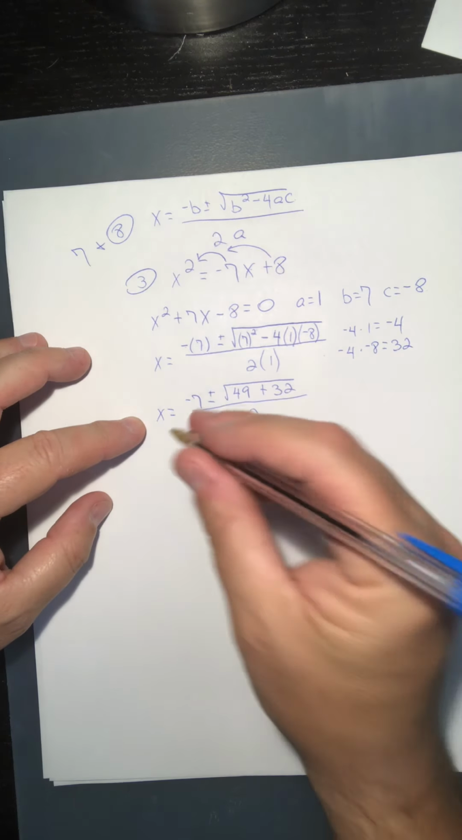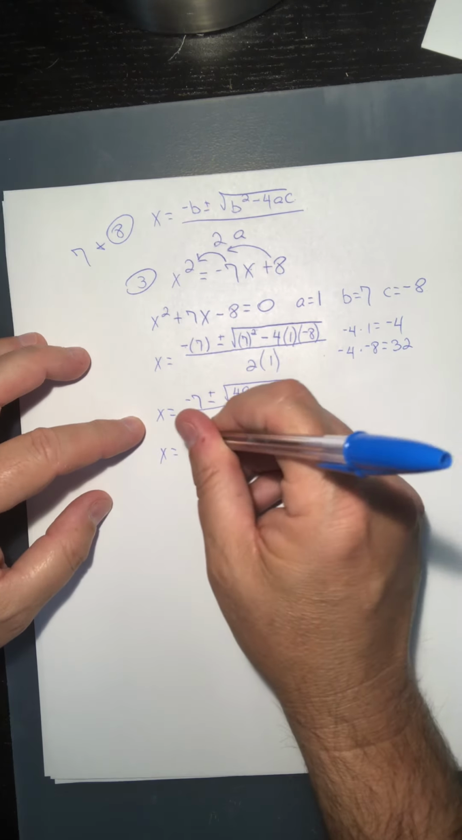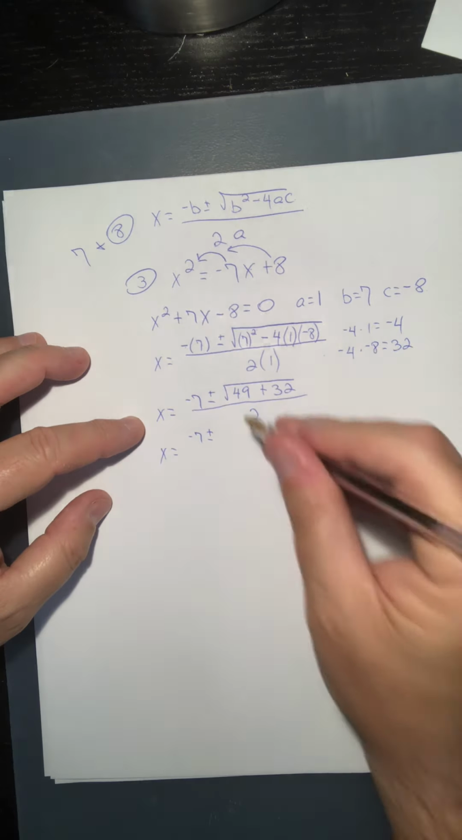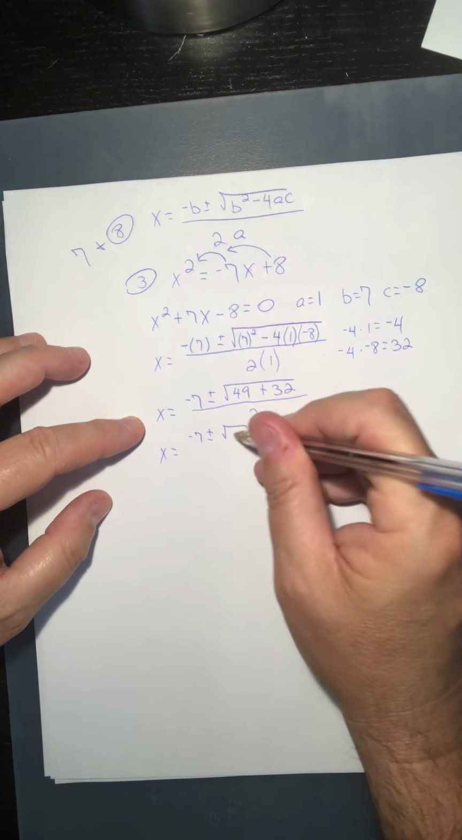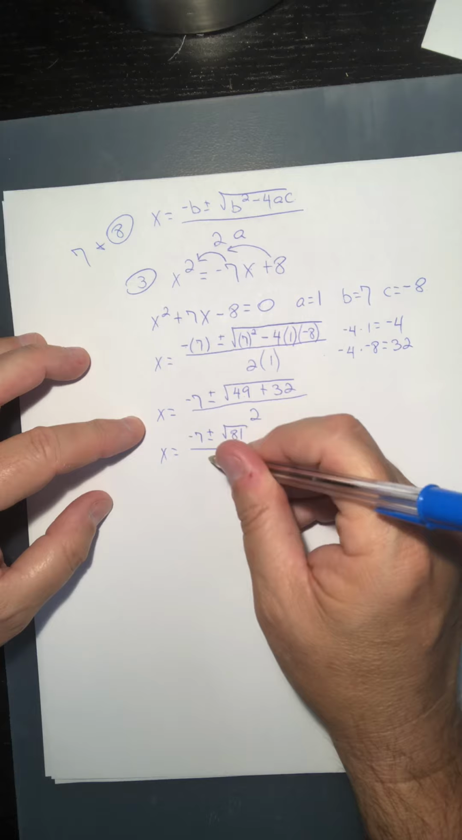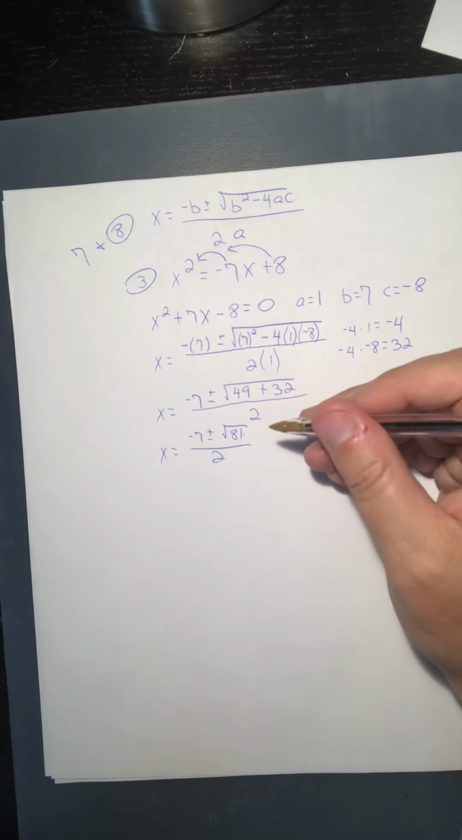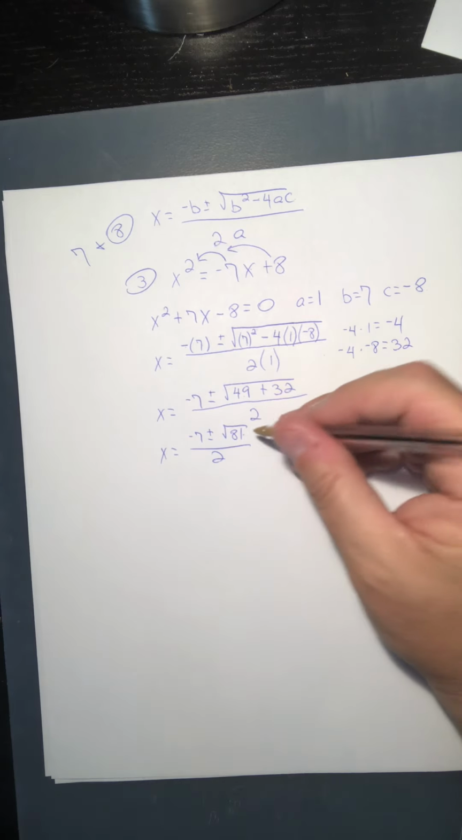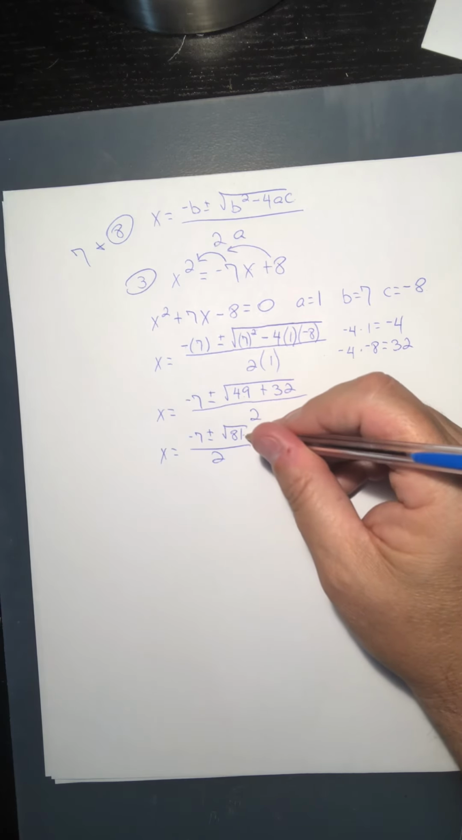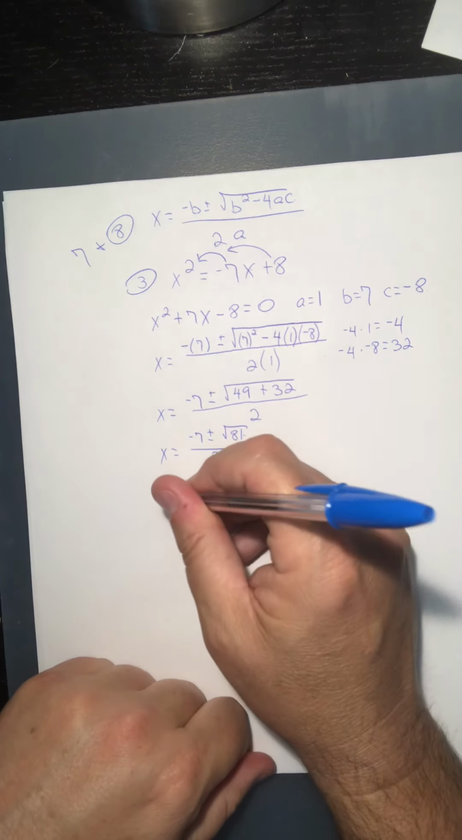So now let's continue to clean it up. That's going to be a negative 7 plus or minus. Well, the 49 plus 32 is going to give me positive 81. So let's stop right there. My discriminant is 81, a positive number, greater than 0. So that means I better end up with 2 real numbers as my solution. So let's see if that happens.